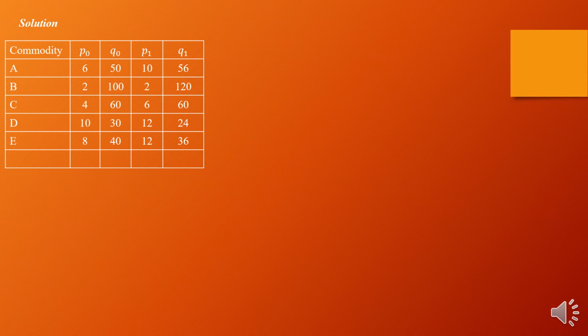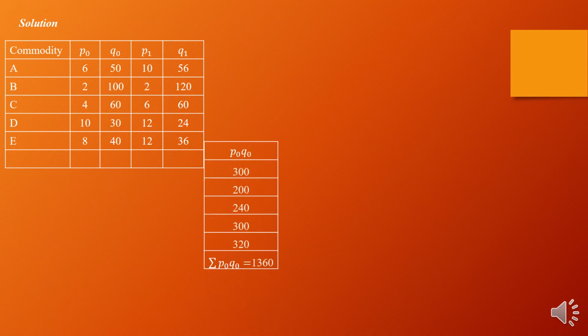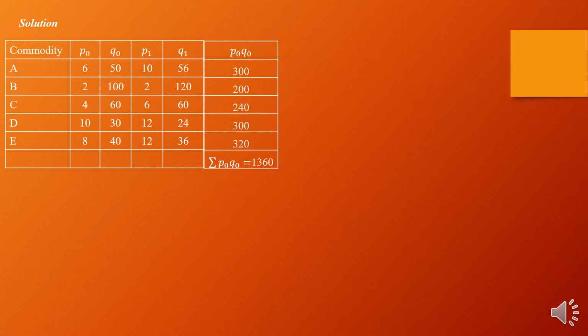First we need P0 into P1, then P0 into Q1, we need P0 into Q0, then P0 into Q1, and similarly we need P1 into Q0, then P1 into Q1. So let us find out them. The first one is P0 Q0, the base year's price into base year's quantity.